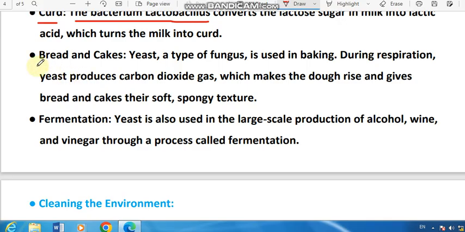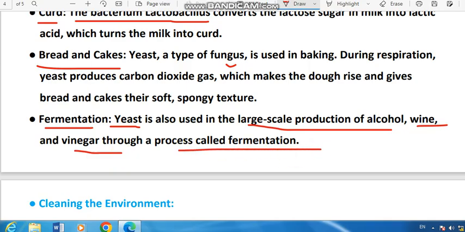Second, bread and cakes. Yeast, a type of fungus, is used in baking. During respiration, yeast produces carbon dioxide gas, which makes the dough rise and gives bread and cakes their soft, spongy texture. Fermentation. Yeast is also used in the large-scale production of alcohol, wine and vinegar through a process called fermentation.